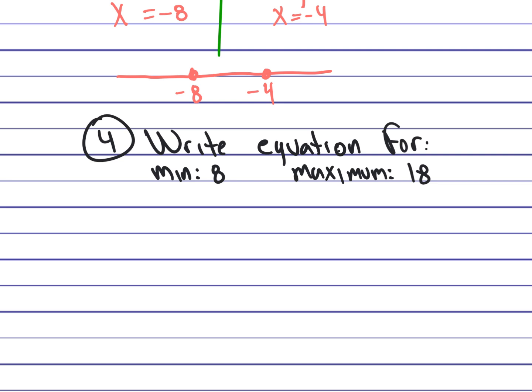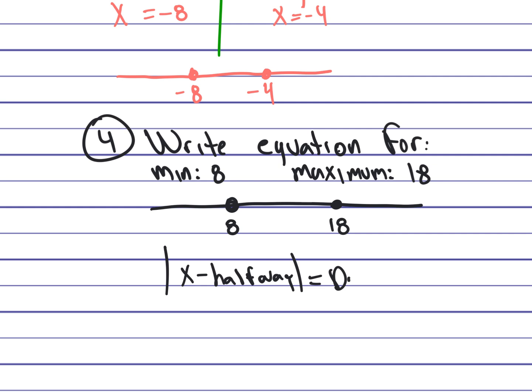Okay. For the fourth question, we're going to write an equation for a minimum of 8 and a maximum of 18. So like this one, we're going to work it backwards. You have your two answers, 8 and 18, and we need to get the equation back. So we're going to use the equation formula, which is x minus the halfway equal to the distance from the halfway. So my halfway point is the point between 8 and 18. So I need to find what it is.